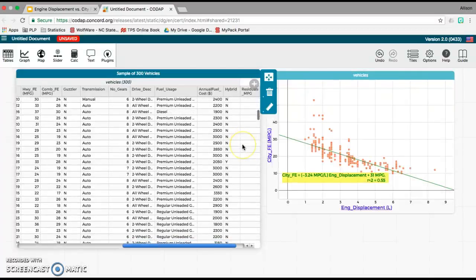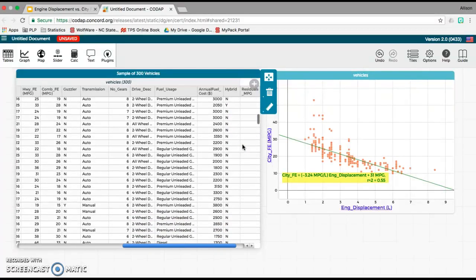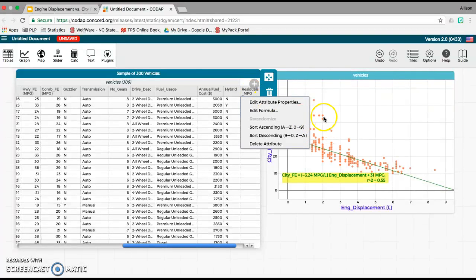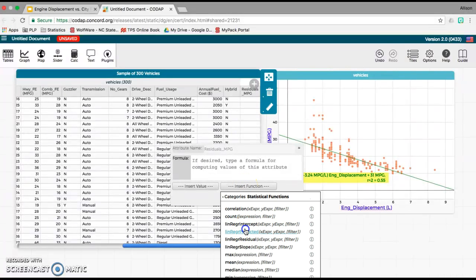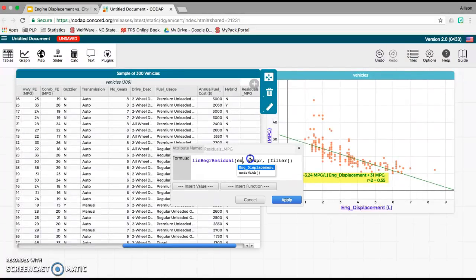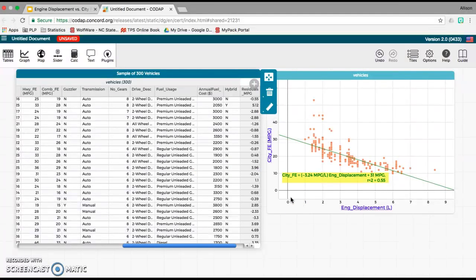Okay, so what this is going to do is calculate residuals for our data over here. So remember, a residual is how far a value is from the regression line, so it's going to measure the distance. We're going to go to edit formula, insert statistical functions, and residual right here. Our engine displacement, city fuel economy, just do that and apply. So now you see our residuals have been calculated for each vehicle.